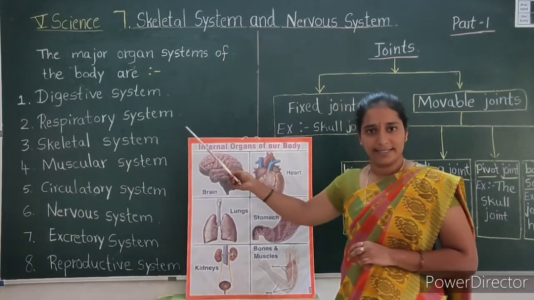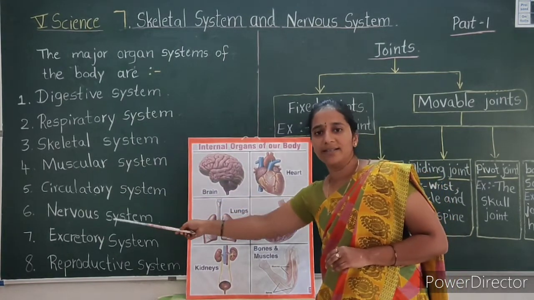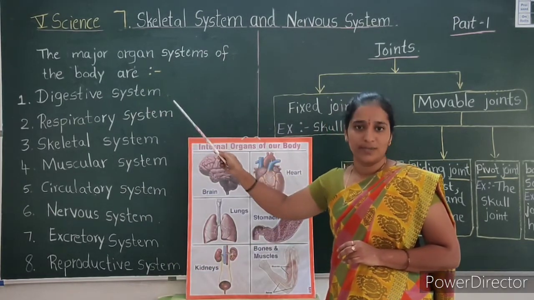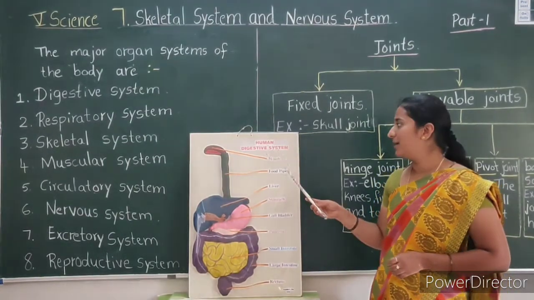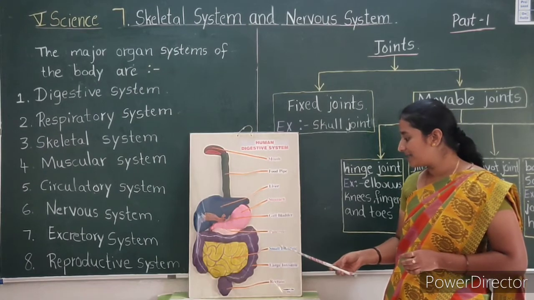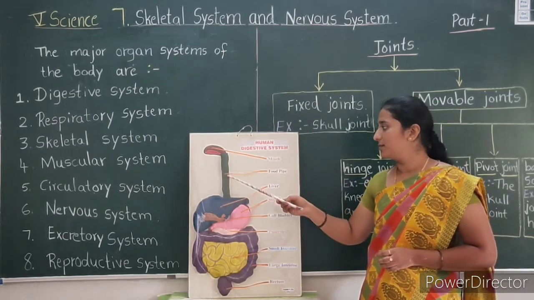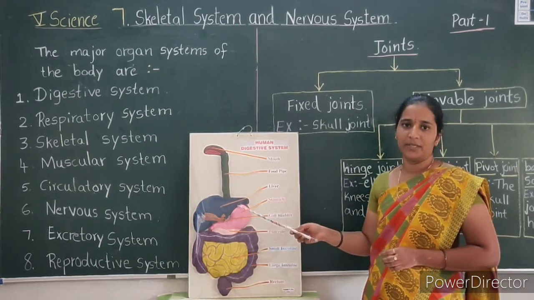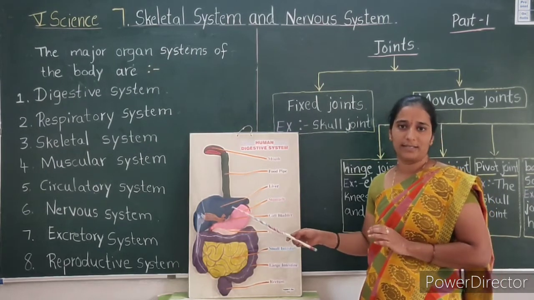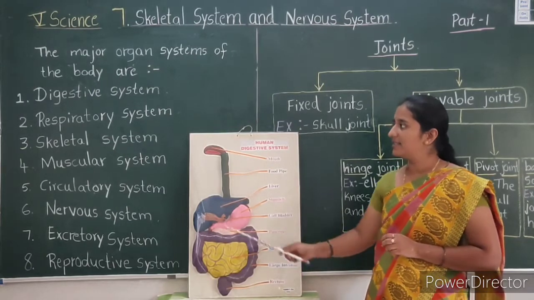The body systems are the respiratory system, skeletal system, muscular system, circulatory system, nervous system, excretory system, reproductive system, and the digestive system. This is a model of the human digestive system. In this we have the mouth, food pipe, liver, stomach, gallbladder, pancreas, small intestine, large intestine, and rectum. In the digestive system, food is broken down in the mouth. The food enters the food pipe and reaches the stomach. Here it is broken down and moves to the intestine. The intestine takes the nutrients, and then waste is removed from the rectum. So this is the digestive system.